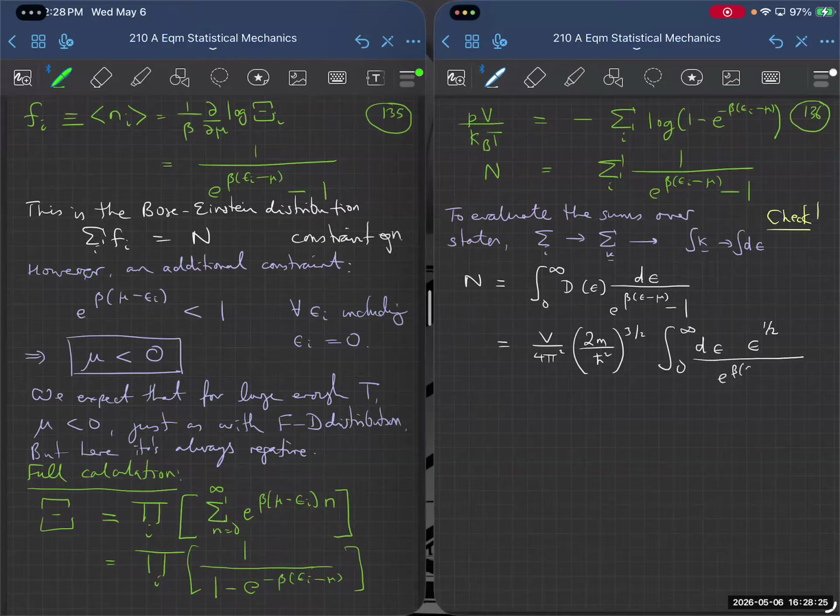And then some factors, and then e to the beta epsilon minus mu minus 1. And so that is the constraint equation. So again, double check this if you don't remember before. We went from an integral over k to an integral over epsilon using the change of variables. Epsilon is h bar squared k squared over 2m. That's all we did. You learned how to do that on your mother's knee.